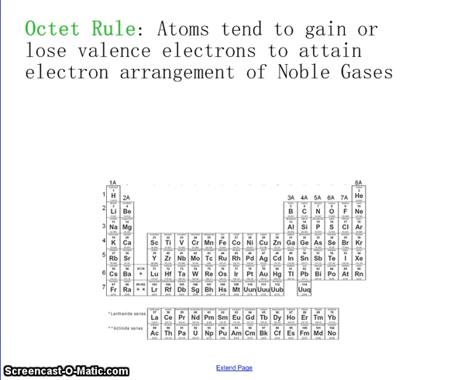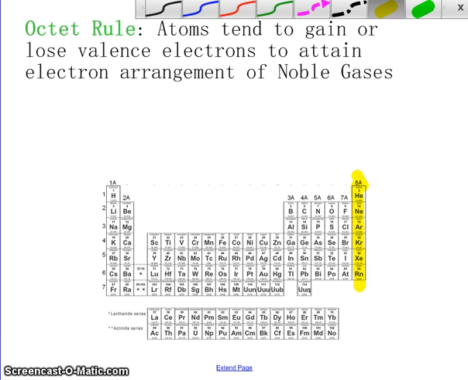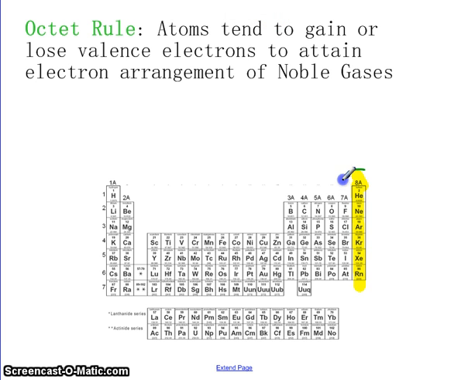So what we need to remember is the noble gases are this group right here, 8A. And since we're talking about valence electrons, we have to remember how many valence electrons noble gases have. If you're not sure, remember the group number tells you the number of valence electrons for all the atoms in that group. So for the noble gases, the magic number is 8. 8 valence electrons is our goal.